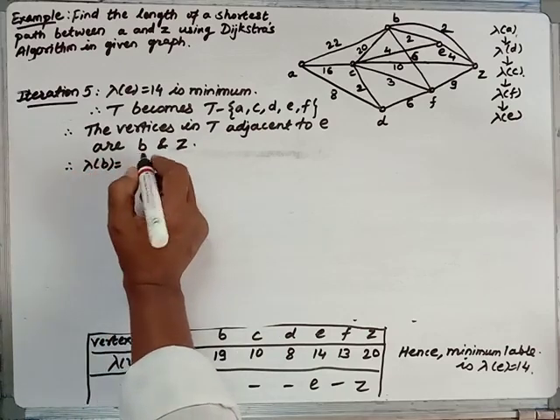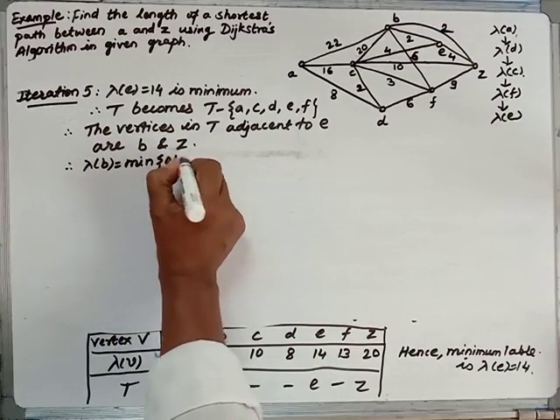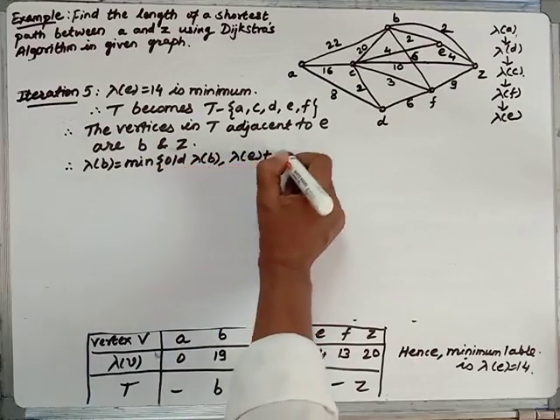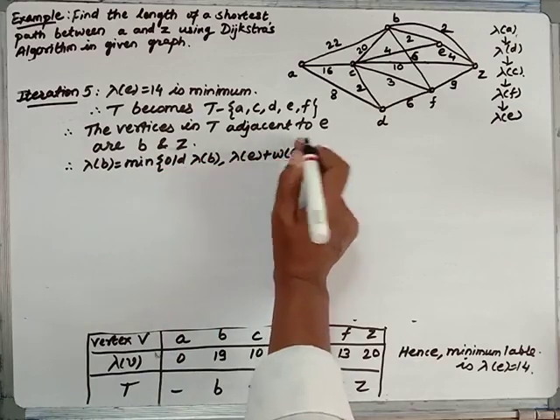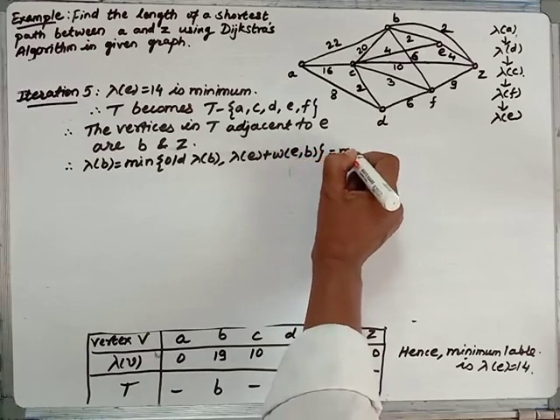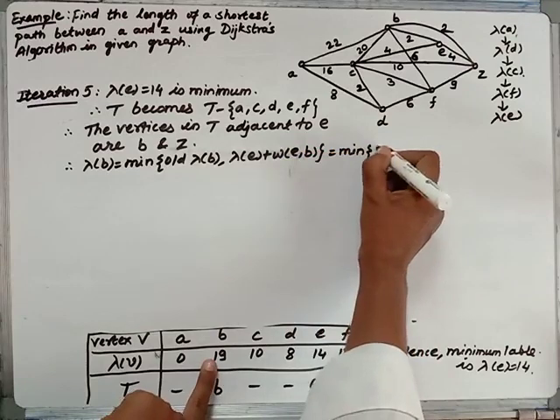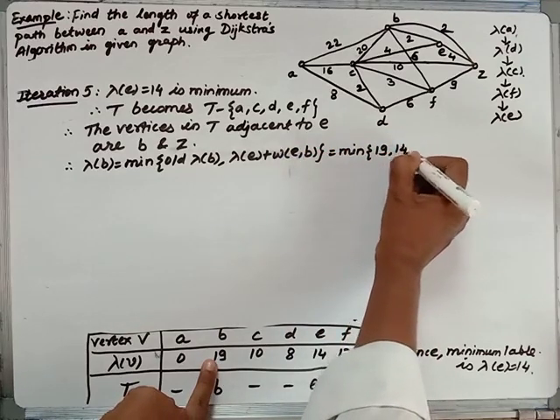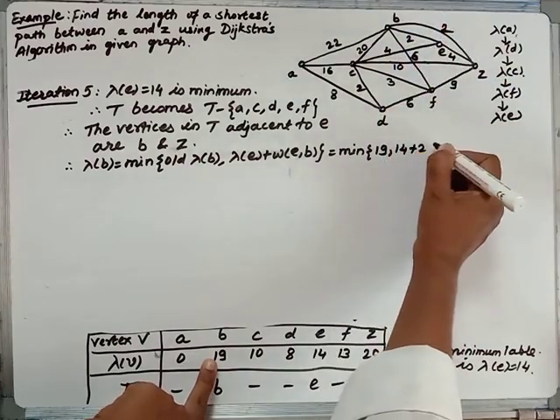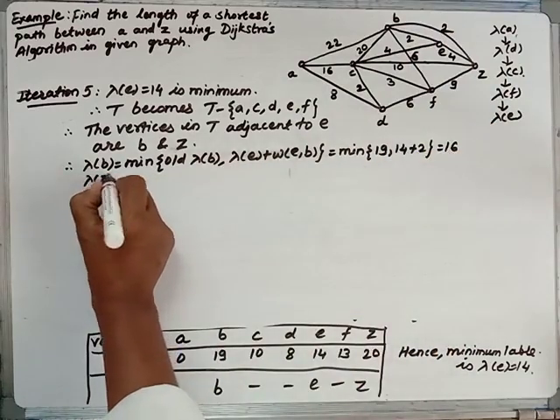What is lambda of B? Lambda of B is minimum of old lambda of B, lambda of E plus weight of an edge from E to B. So it is minimum of old lambda of B is 19. Lambda of E is 14 plus what edge? Weight of an edge from E to B will be 2. So it is how much? 16. Then lambda of Z is what?